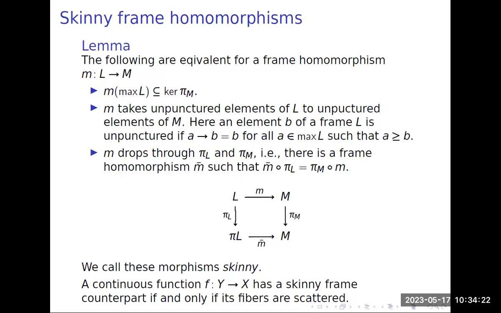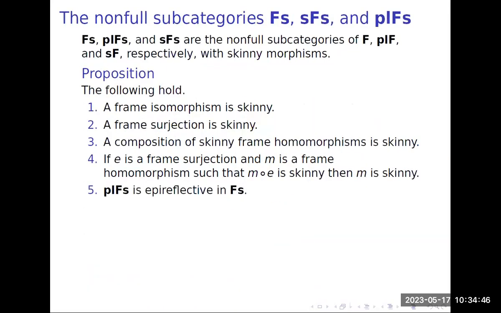And if you do so, then the corresponding equivalent condition is simply that M takes unpunctured elements of the domain to unpunctured elements of the codomain. In any case, all of this is to say that those are precisely the morphisms which drop through the pointless nuclei. So now we are going to pass to the non-full subcategories of frames, spatial frames, pointless frames, all with skinny morphisms.